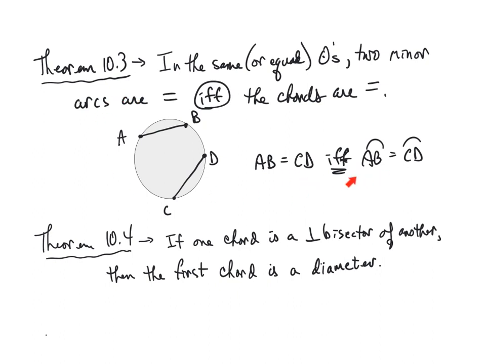And then I just wrote it in kind of an abbreviated form down here. What this says is if chord AB is equal to chord CD, then arc AB is equal to arc CD. Or it works the other way as well. If the arcs are equal, then the chords must also be equal. Theorem 10.4, if one chord is a perpendicular bisector of another, then the first chord is a diameter. Now I know I'm not giving you much time here, but feel free to pause this video to get these 2 theorems down in your notebook.